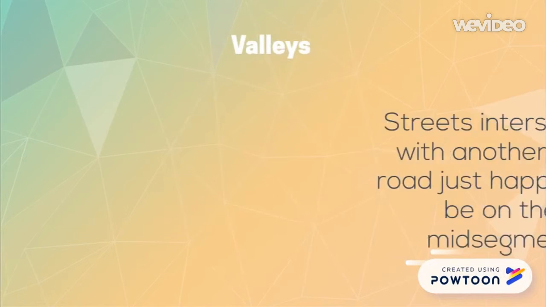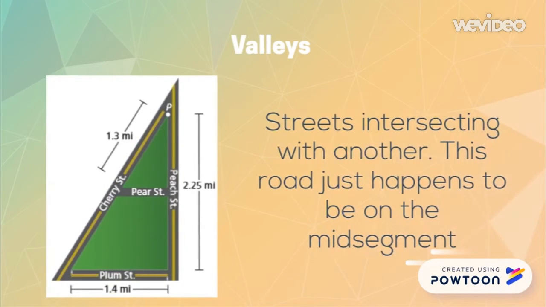Some of the streets in town happen to form a triangle, and a valley happened to be the mid-segment of Peach Street and Cherry Street. Once again, proving geometry is everywhere and that there's no hope of running away from it. All hail geometry!